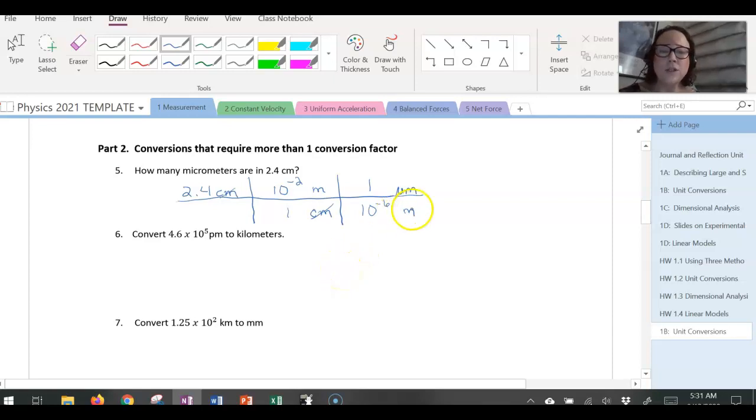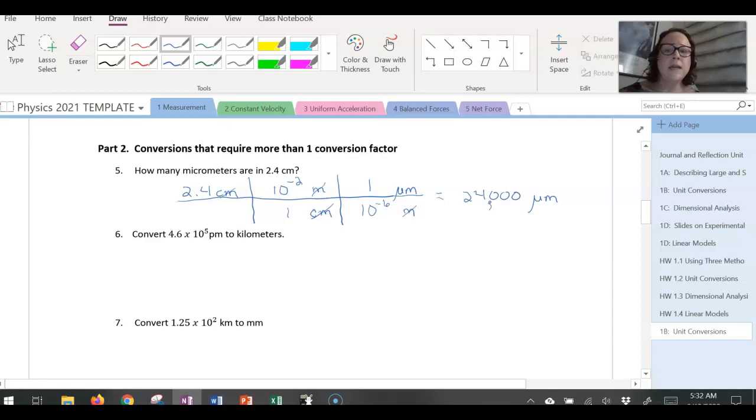And so if I do this math, I can see that centimeters are canceling, meters are canceling, and I'm going to be left with, let's see, I'll take my calculator. And I get 24,000 micrometers.